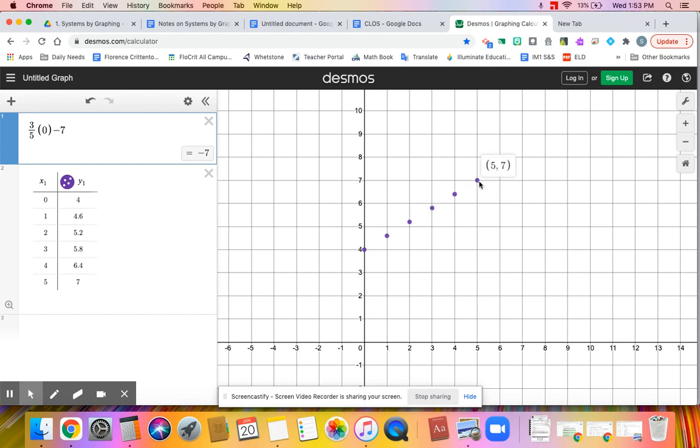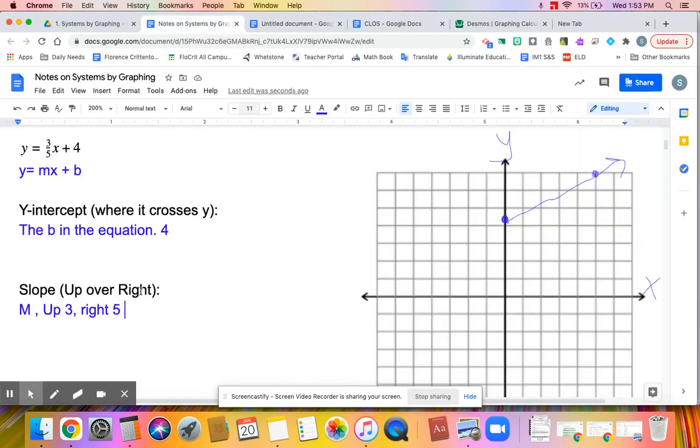And now the point is at 5, 7, because I went to the right 5. But then I went up 3 from the 4 I started at, because I started at 4. Then I had to go up 3 more, but then to the right 5 to get that point. Because what this is saying is I'm going up 3 divided by 5. So it took me 5 hours to go up 3, is what this is saying. So I'm going up 3 in 5 hours. So it's the up over, meaning divided by the right, how far right.